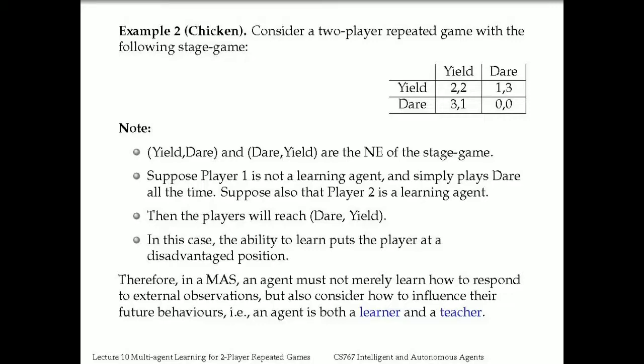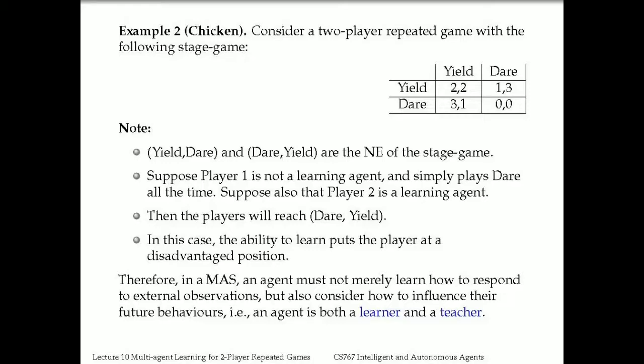Right. So imagine this case, it's the famous game of chicken. We have two players, and each of them has two actions to choose from, yield or dare. If they both yield, then they walk off with payoffs of 2 each. If they both dare, then this incurs a high cost to each person, so they get only 0 payoff.